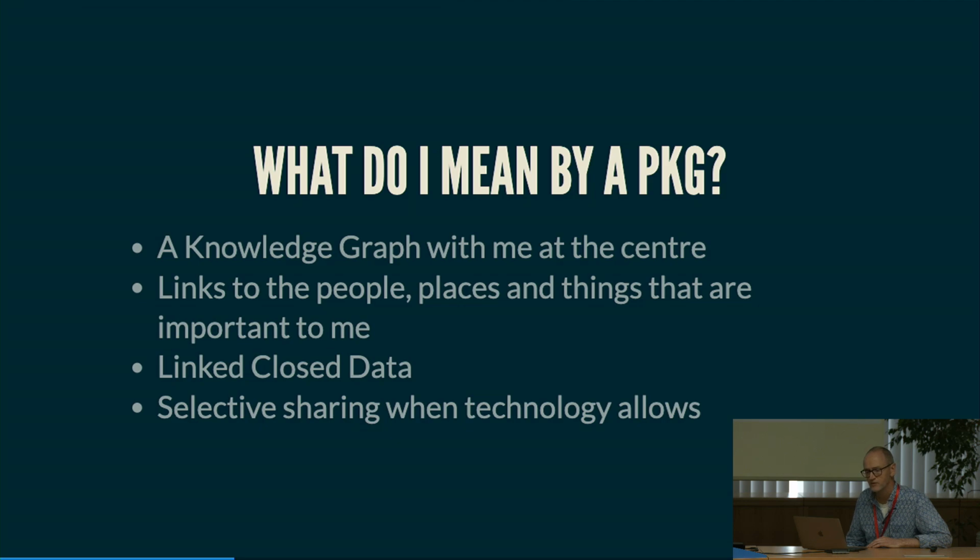When I'm talking about personal knowledge graphs, what do I mean? Well, I see it as a knowledge graph with me at the center of the knowledge graph, and everything links out from me. So it links to people, places, and things that are important to me. My knowledge graph is linked closed data, so it's linked data, it's written in the linked data using all the standards of linked data, except that it's closed, it's not open linked data, so it's private. But I believe it also has the possibility of sharing, selective sharing of information within a personal knowledge graph with other people, and I'll talk a bit more about how that might happen as well.